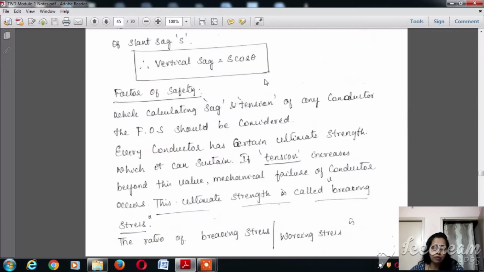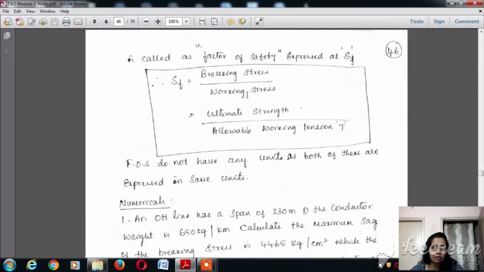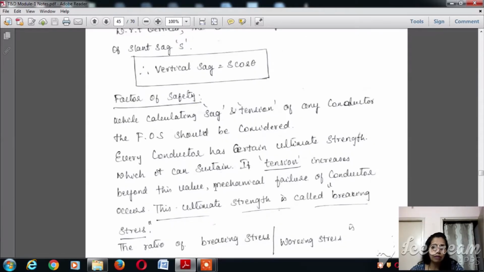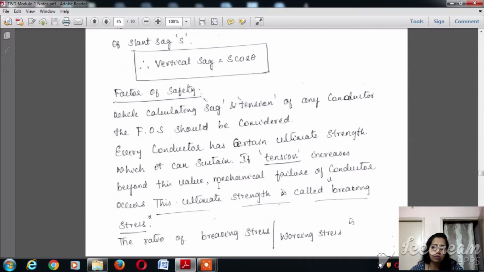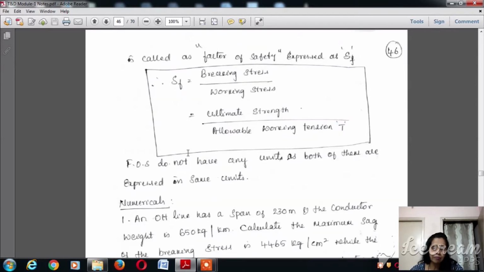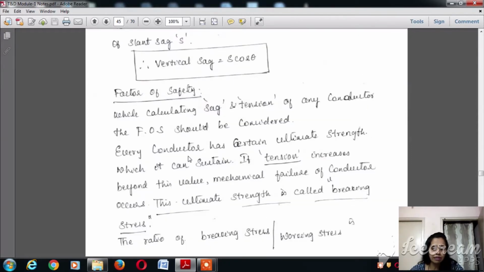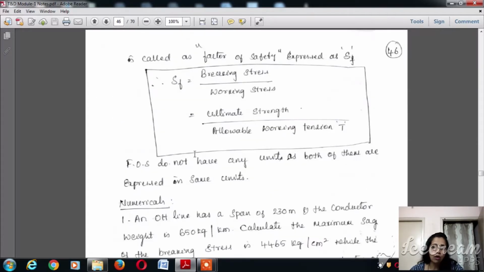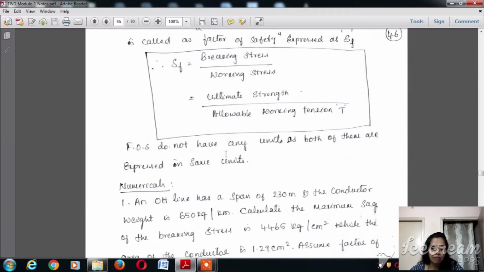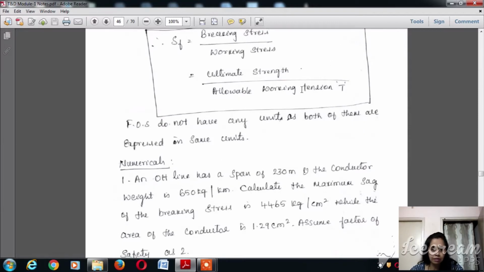Now moving on further, what is factor of safety? We know that every conductor will have a certain ultimate strength, beyond which it is going to result in the breaking stress. So the factor of safety can be defined as the ratio of the breaking stress to the working stress, or it can also be defined as the ratio of ultimate strength to the allowable working tension T. Factor of safety does not have any units because it is the ratio of two quantities expressed in the same units.